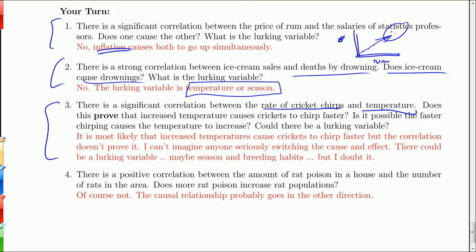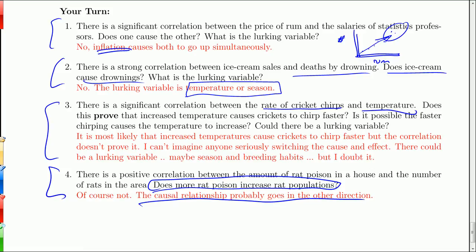Who knows? There's a positive correlation between the amount of rat poison in a house and the number of rats in the area. Does more rat poison increase rat populations? Of course not. It goes the other way around, right? One is causing the other to appear, but it's the rats that are causing the rat poison to appear, not the other way around. The causal relationship probably goes in the other direction.